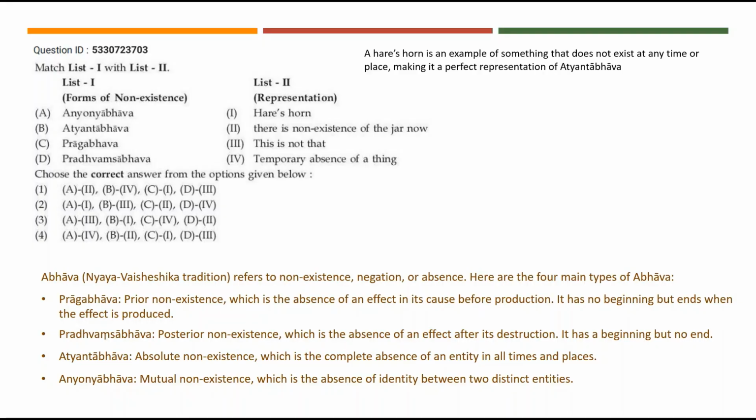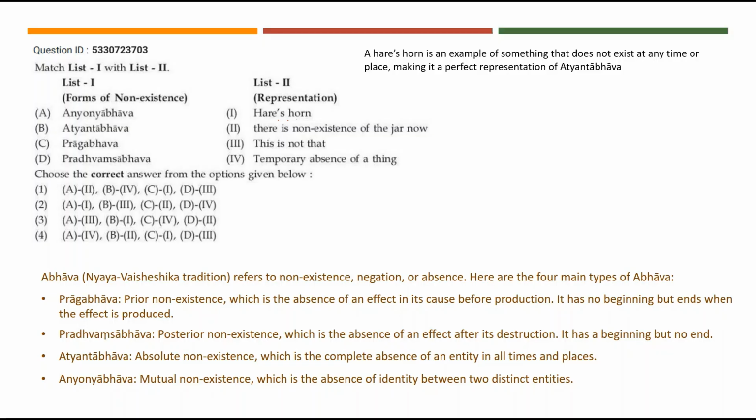A hare's horn. What is actually a hare? A large sized rabbit we can say. Rabbit has ears but no horns. It means it is talking about non-existence. A hare's horn is an example of something that does not exist at any time or place. Such a creature is not there, making it a perfect representation of atyanta bhava.